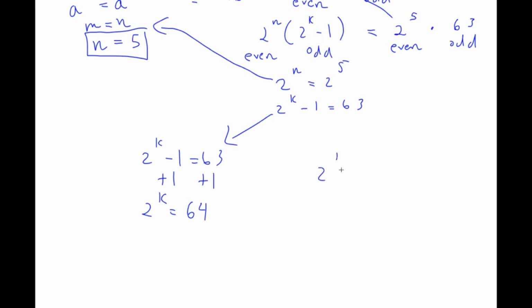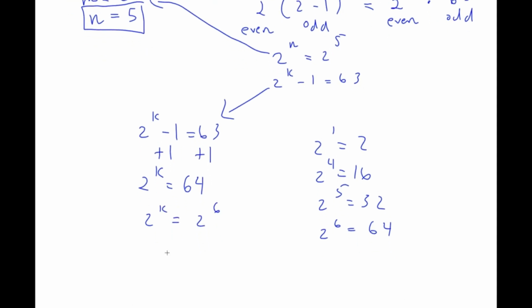Now we know that 2 to the power of 1 is equal to 2. And if we go a little farther, 2 to the power of 4 is equal to 16. 2 to the power of 5 is equal to 32. So one more should do the trick. 2 to the power of 6 is equal to 32 times 2, which is 64. So now we have 2 to the power of k is equal to 2 to the power of 6.